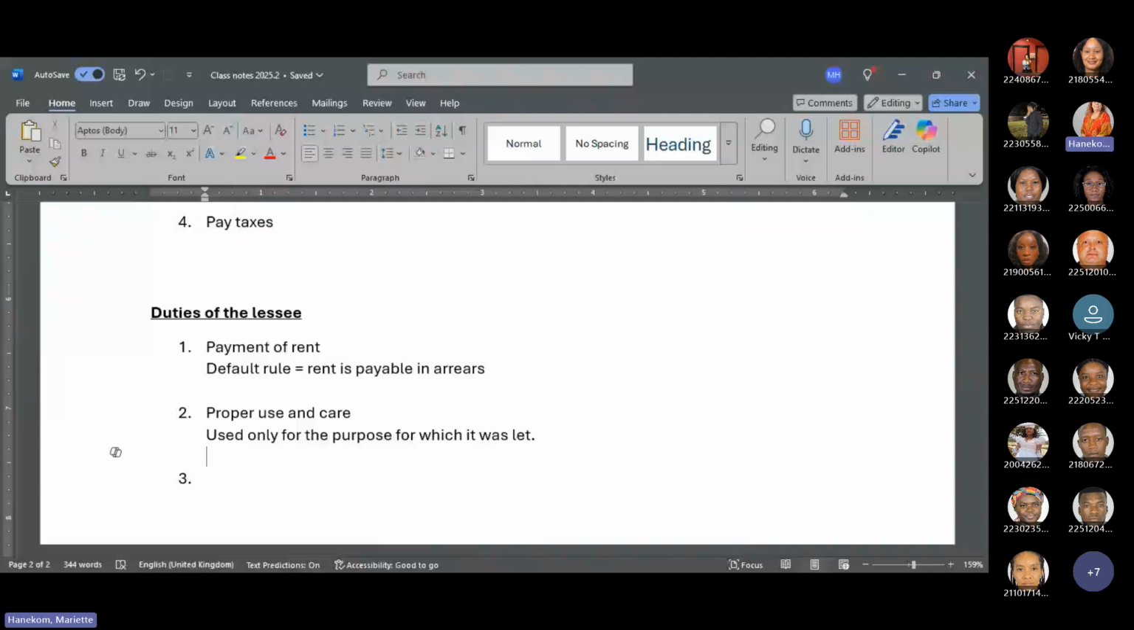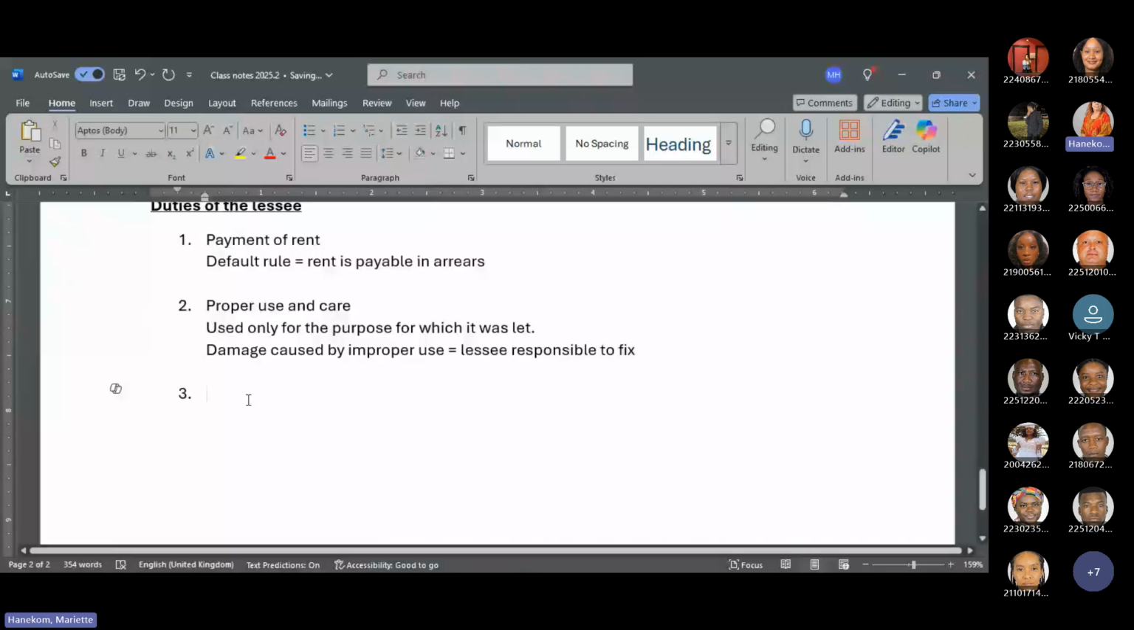If any damage is caused by the improper use of the lessee, it is the lessee's responsibility to fix this. So the landlord has the duty to maintain the property, duty of maintenance, but for damage specifically caused by, so not damage as a result of normal usage, normal wear and tear, damage caused specifically by the lessee is their responsibility to repair.